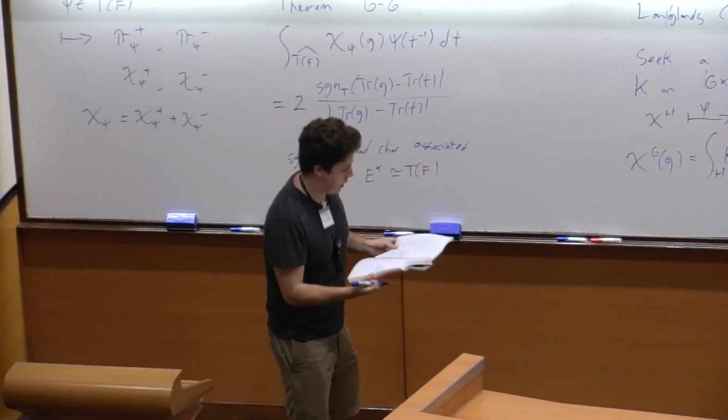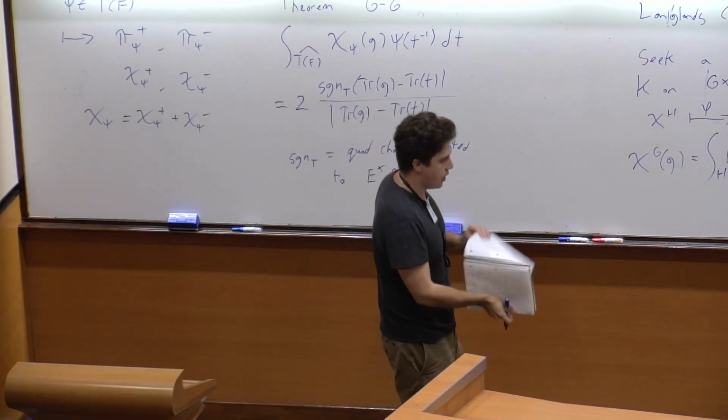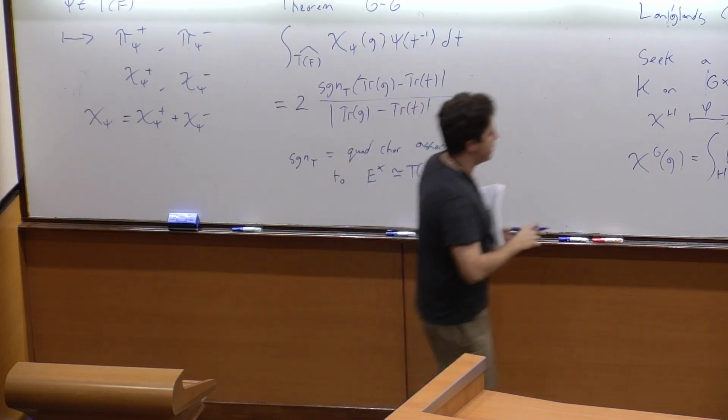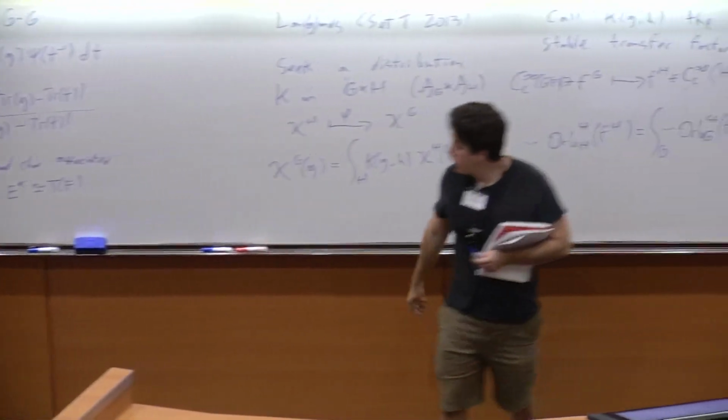So this was way back, and they weren't considering anything to do with stable transfer when they computed this.